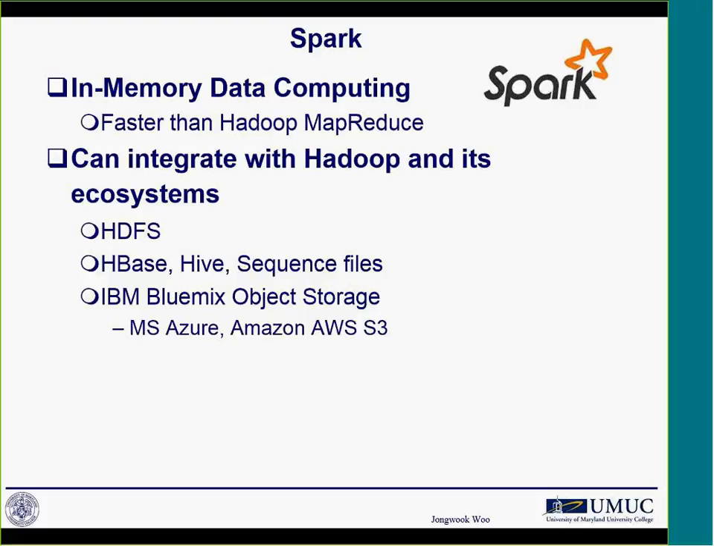Also, many other cloud computing services such as Microsoft Azure, Amazon AWS, and IBM Bluemix have their own object storage that can be integrated with Spark. So instead of using a Hadoop file system, object storage is used for Spark. But the way it works is the same as the Hadoop file system. Physically they are different, but to the user, the way it is used is exactly the same.